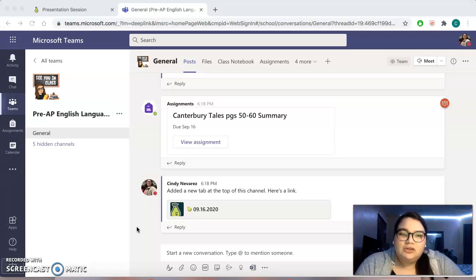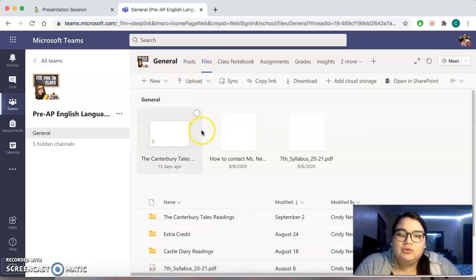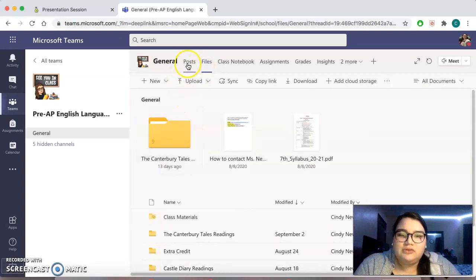So today you will need two items. You will need your notebook to take notes, and you will need your Canterbury Tales books. Again, if you don't know where to access the book online, if you go to Files in our general page, you can find it where it says the Canterbury Tales.